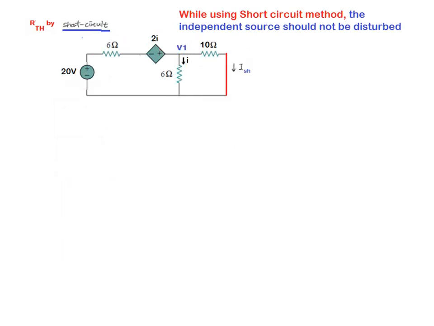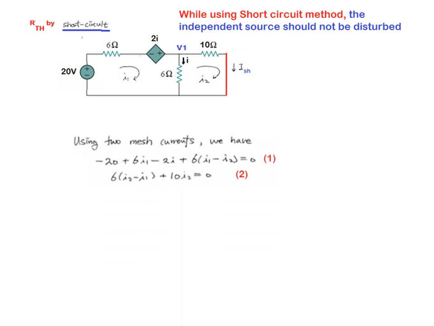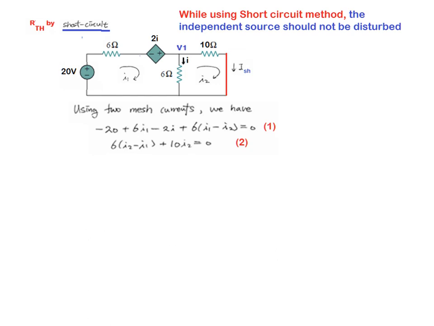We'll also use the third technique, that is by short circuiting. The same problem, but remember that when we short circuit, we do not eliminate the independent source. What we have done here, we have shorted the output and we have not eliminated the independent source. Our aim is to find the short circuit current, ISH. Again, we'll take the nodal analysis, or we can also solve by the mesh analysis technique. So here we are doing the mesh analysis technique.